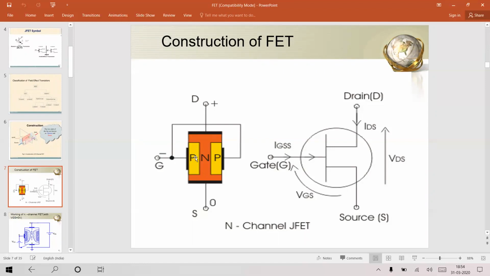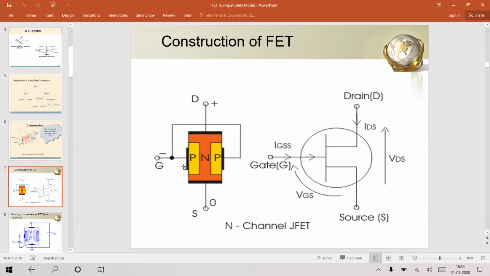And you have P-type regions, which are heavily doped, connected with metal contacts. Both the P-type terminals are shorted and connected to the gate. So any voltage you apply at the gate, you are controlling the flow of current through this channel by varying the junction barriers. Because if you see the structure, you will find two PN junctions, and they act as diodes.